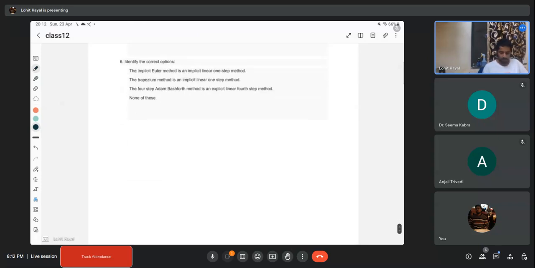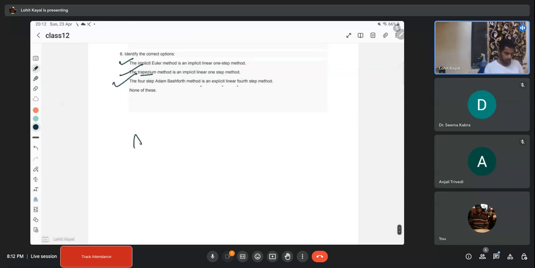Okay. So this is another question. Identify the correct option. The implicit Euler method is an implicit linear one-step method. Yeah, so this is the correct option. This is not trapezoid, this will be trapezoid. The trapezoid is an implicit linear one-step method. True. The four-step Adams-Bashforth method is an explicit linear four-step method. Yeah, we have already seen that this is true. So all of A, B, C are correct options.